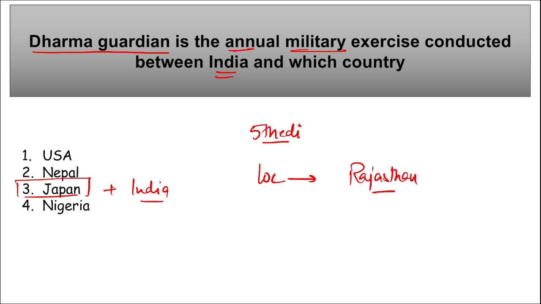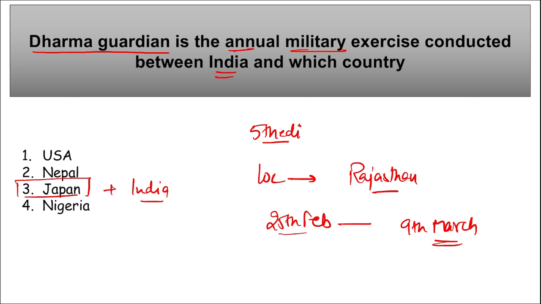So the 5th edition of the Dharma Guardian exercise, an annual military exercise, was held between India and Japan, and it was held in Rajasthan. This exercise started on 25th of Feb, and it will be going on till 9th of March. Here India and Japan took part in this particular exercise.